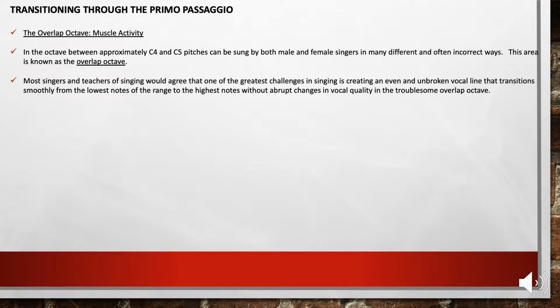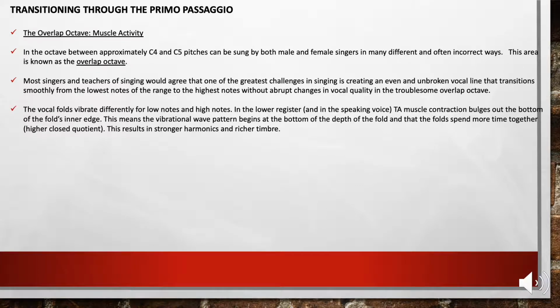Most singers and teachers of singing would agree that one of the greatest challenges in singing is creating an even and unbroken vocal line that transitions smoothly from the lowest notes of the range to the highest notes without abrupt changes in vocal quality in the troublesome overlap octave. The vocal folds vibrate differently for low notes and high notes.